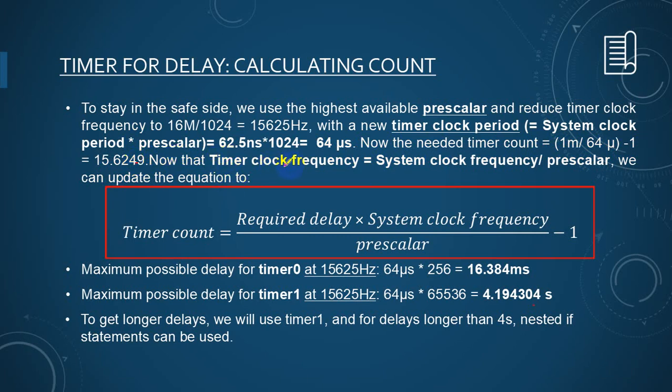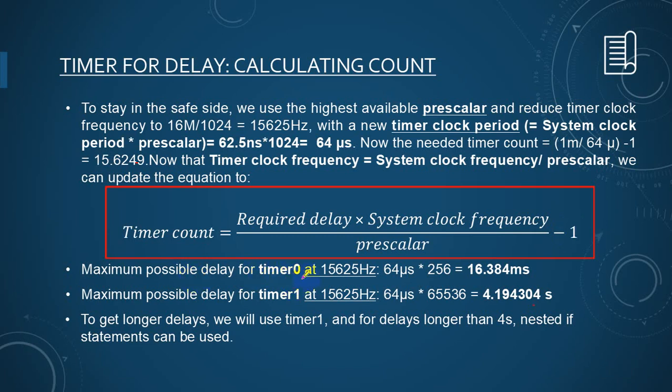So now the timer clock frequency is equal to system clock frequency divided by the prescaler. We can update the equation to the timer count is equal to required delay multiplied by the system clock frequency divided by the prescaler minus 1. So this is the formula that we'll use to calculate how many count we need for a particular delay.